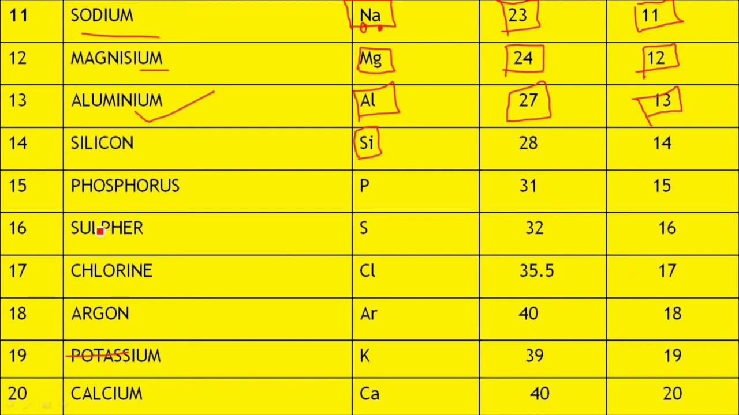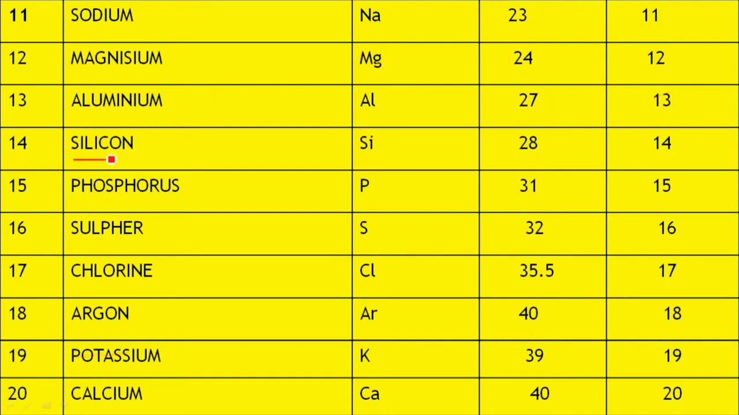Silicon, its symbol is Si, its atomic mass is 28, and its atomic number is 14. Next, phosphorus. Its symbol is P and its atomic mass is 31. Atomic weight or atomic mass means 31 only. Its atomic number is 15.